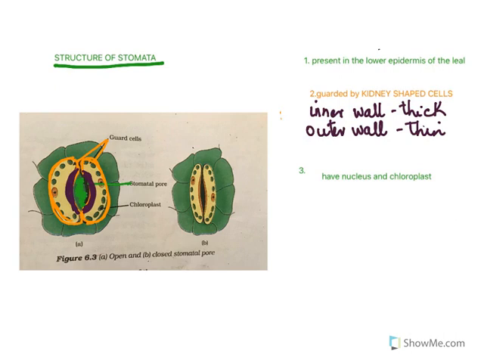It is guarded by these kidney-shaped cells. Here we have one kidney-shaped cell, and now we have another kidney-shaped cell. And in the center is the stomata. Now the stomata is closed.